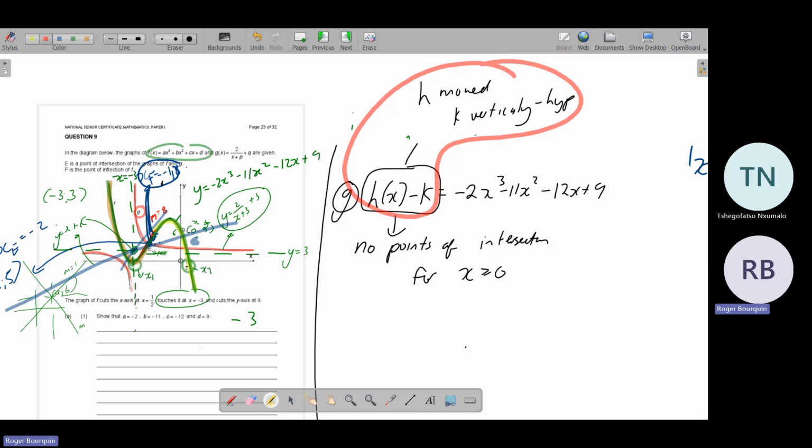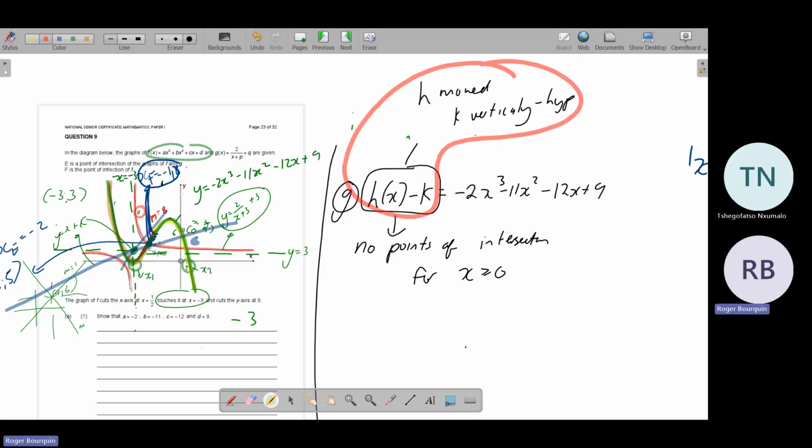Is shifted so that the new graph... No, guys, h isn't the graph. It's fine. So this new graph, h of x minus k, does not intersect. Okay, the graph of f is shifted. So the new graph. It's a weird way of asking it.